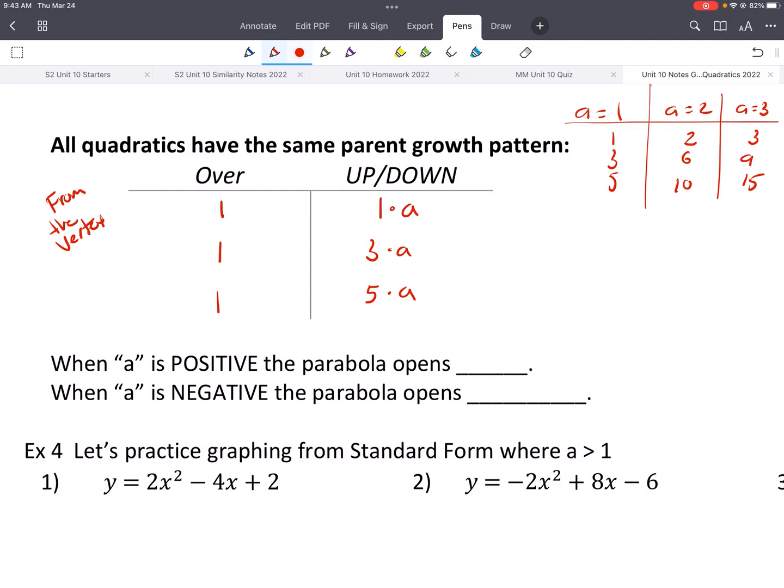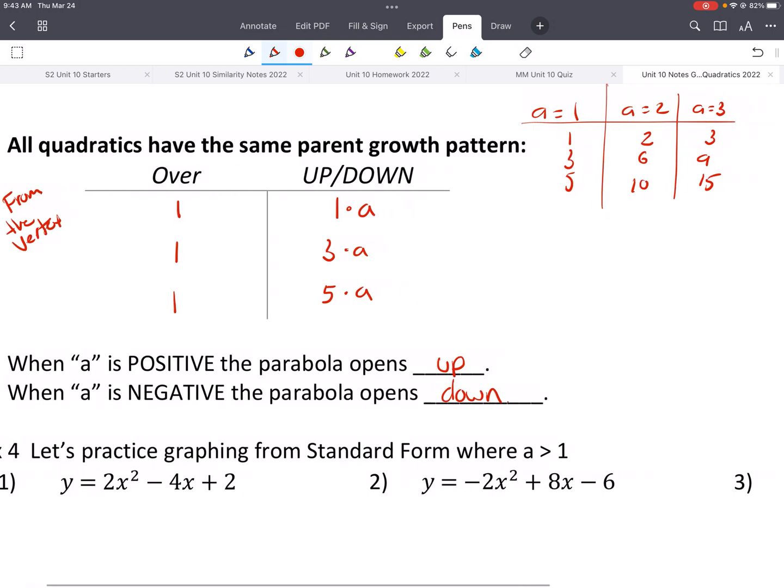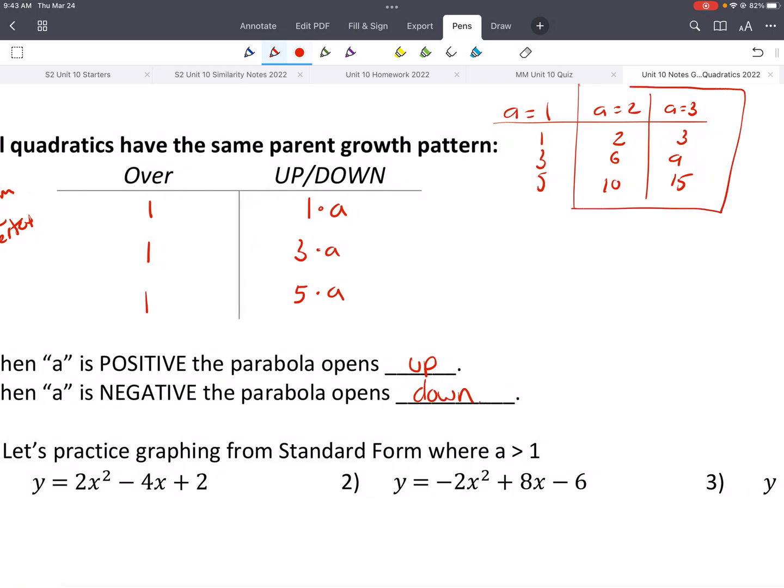Okay? And then still, if a is positive, the parabola is going to open up. So we're going to go over 1, up 1, over 1, up 3, or we'd go over 1, up 2, over 1, up 6, over 1, up 10, depending on what a is. And then if a is negative, then it's going to open down. All right, so this is basically the new part, just being able to realize what our growth pattern is when a is 2, or when it's 3, or if it's 1.